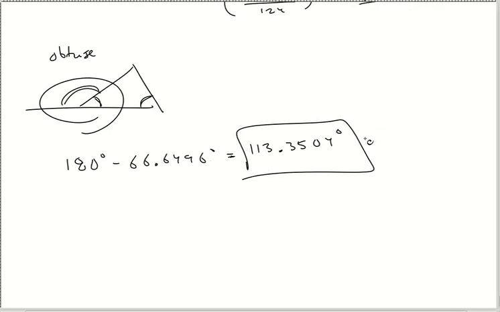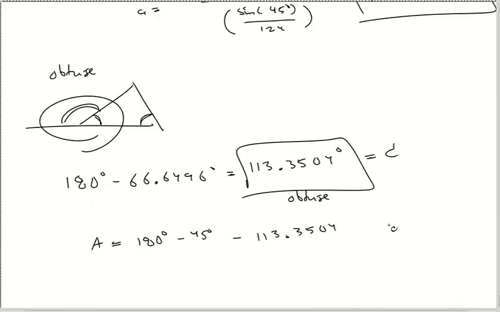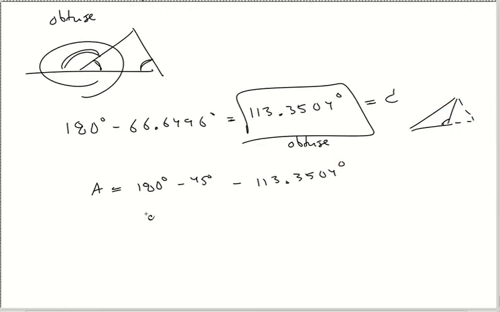So I found this is my C, if you remember, and then to find A, this is my obtuse, by the way. See how it's more than 90, obtuse. My A would be the 180 rule minus the 45 minus the 113.3504. Did I draw my last triangle? Oh, okay, yeah. So the obtuse, what does that look like? It looks like this, and that's what we just found. Okay, keep going. This guy is a 21.6496.